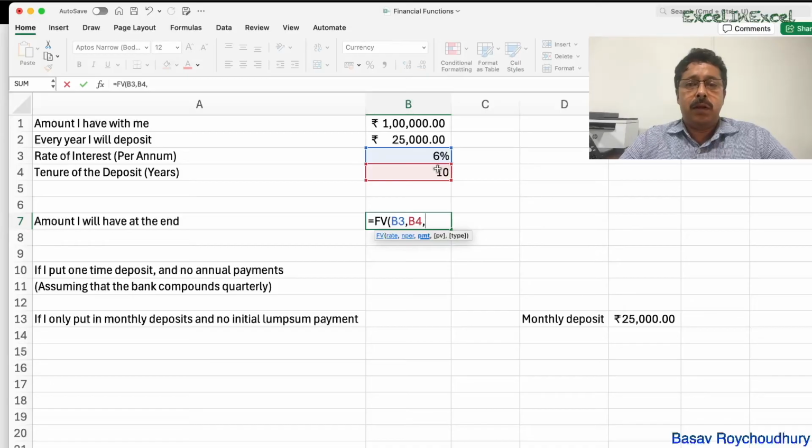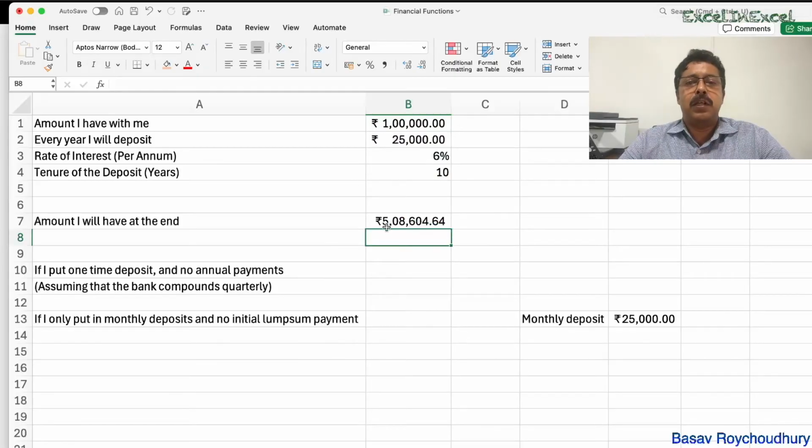And there is the PMT. PMT is the periodic payment, which is 25,000 that I'm going to pay every year. And therefore, it will go out of my pocket. So minus 25,000. And then what is the present value? Present value is 1 lakh, but that is also what I'm going to give to the bank. So that's also negative because it goes out of my pocket. And type is optional, so let's leave it out. It will consider it as the end of the period, and therefore my future value of this deposit will be 5,08,604.64 after 10 years. And this is positive because the bank is going to give me back that money.